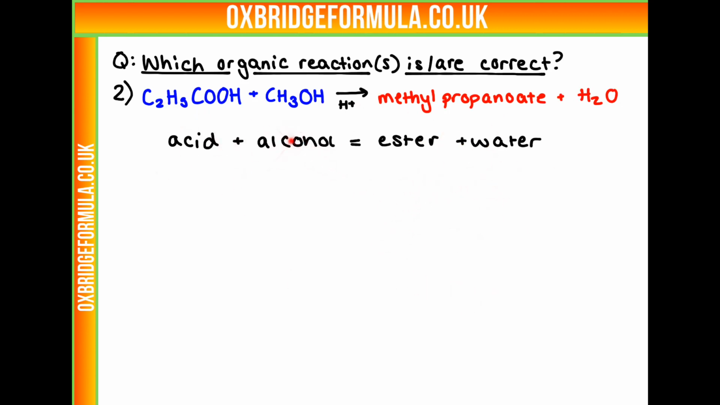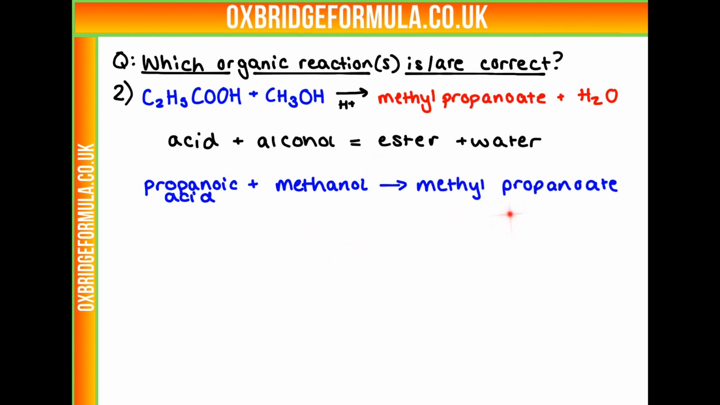So let's have a look at what acid and what alcohol we've got. We've got propanoic acid there. You can see we've got 3 carbons, that's propanoic acid, and then 1 singular carbon in our alcohol, so that's methanol. So if we combine these 2 to form an ester, we're going to get methyl propanoate, which is the same as in the question, plus water. So we can see that these 2 match up, so this does form a correct organic reaction.